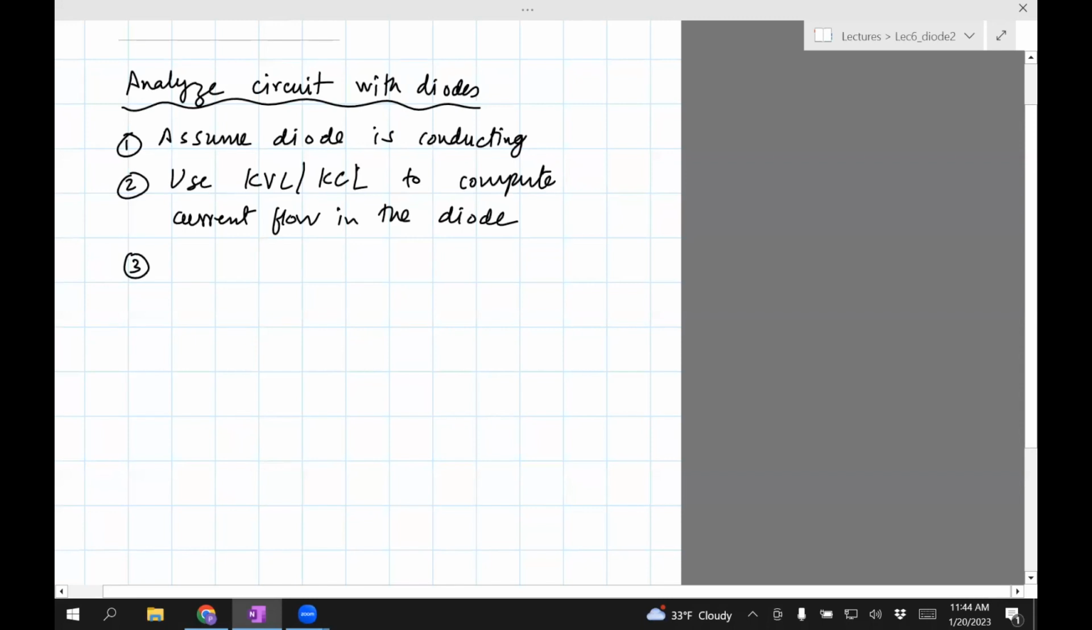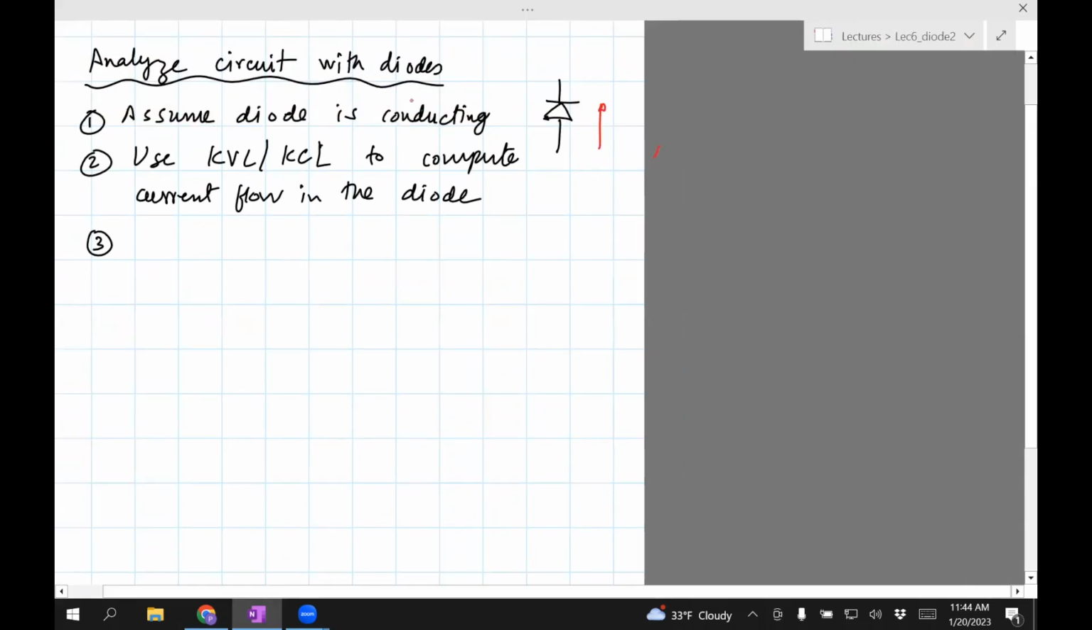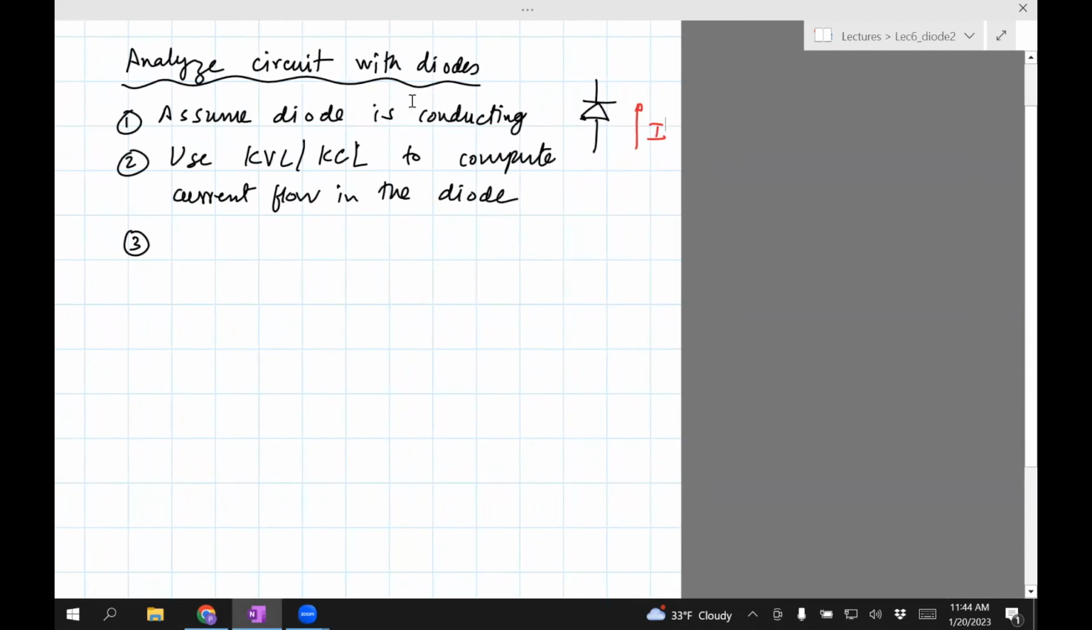Okay. Now we know if it's conducting, then the current direction should be in a particular fashion, right? So it will be this way. This is what happens when it's conducting. But let's say that after doing the analysis in step 2, you get that the current flow is in the opposite direction. That means that your assumption 1 was incorrect. You need to now consider the diode as not conducting and repeat the analysis.